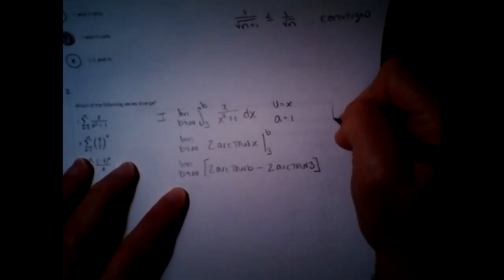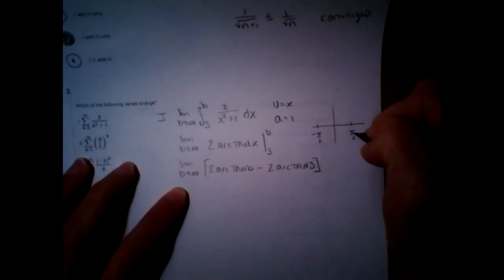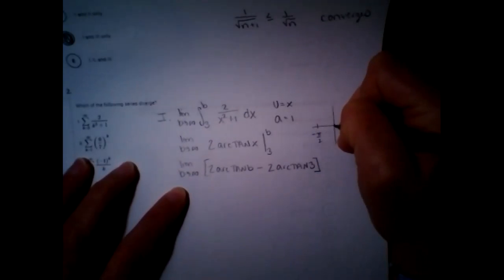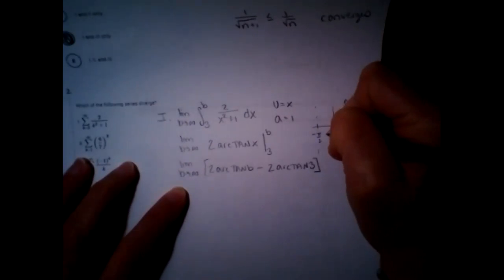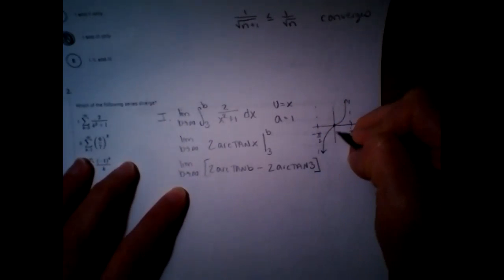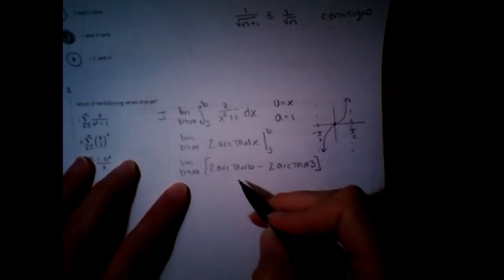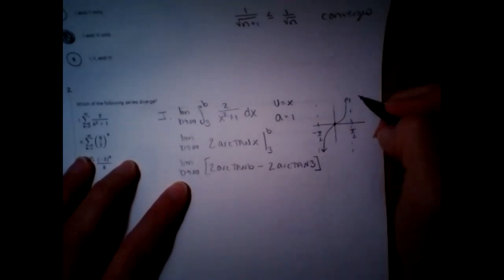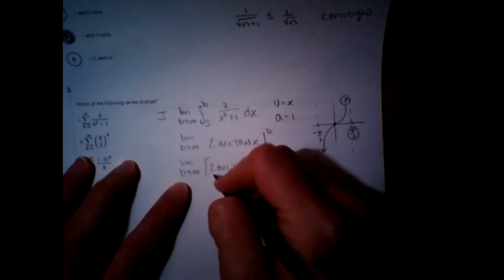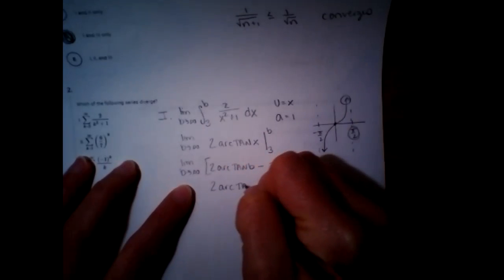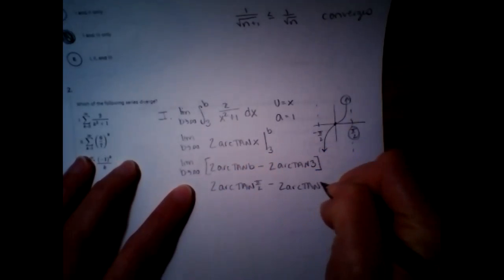So let me draw a picture of tangent here. So here's pi over 2, negative pi over 2. Tangent is going to go through the origin and have asymptotes right there. And you get this wiggly looking thing. And then you would have like an infinite number of these. That's your graph of tangent. So if we're doing arctangent, we're doing this backwards. As we go to infinity, it's going to give us pi over 2. So this would be 2 times pi over 2 minus 2 arctangent of 3.